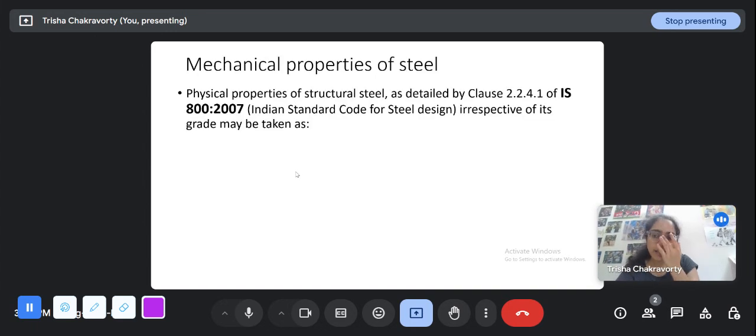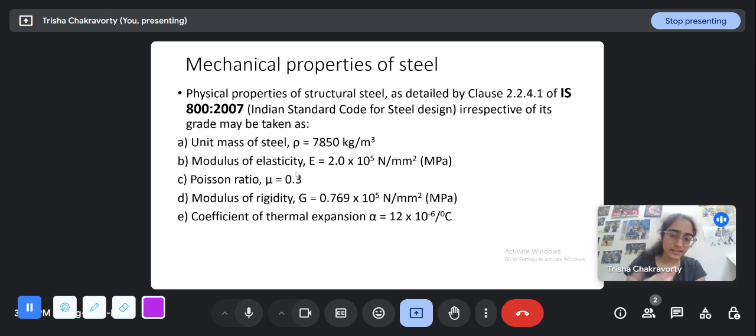Mechanical properties of steel. Five of these physical properties have been detailed in IS 800 2007, the Indian Standard Code for Steel Design. They've said that irrespective of the grade of steel, these five properties may be taken fixed at these values: unit mass of steel or density, rho; modulus of elasticity or Young's modulus, E; Poisson's ratio, mu; modulus of rigidity, G; and the coefficient of thermal expansion, alpha. These five properties are more or less deterministic. There is not much variation observed in these, so they can be taken at their fixed values.